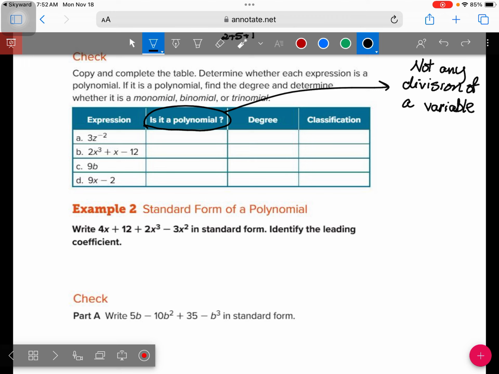So this would be 1 over, or 3 over, 3 over z to the second power.